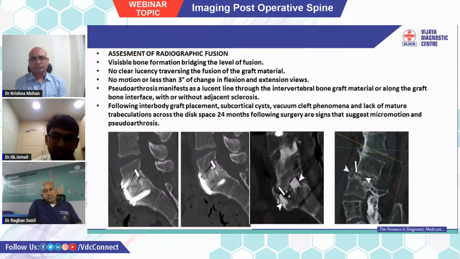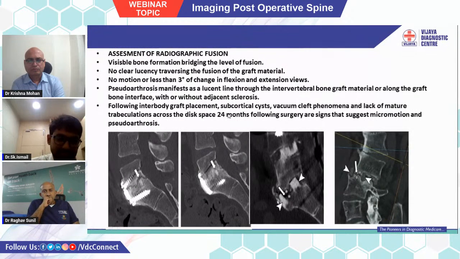So in order to call non-union, the duration should always be kept in mind, because we can see in this case, on follow-up X-ray 9 months after surgery, there is a lucency along the interbody fusion. This lucency represents fibrous union or pseudoarthrosis, and the following CT after 1 year shows complete fusion of the vertebral bodies. So whenever we are interpreting a radiograph or a CT specifically requested for the assessment of union, the duration should always be kept in mind.